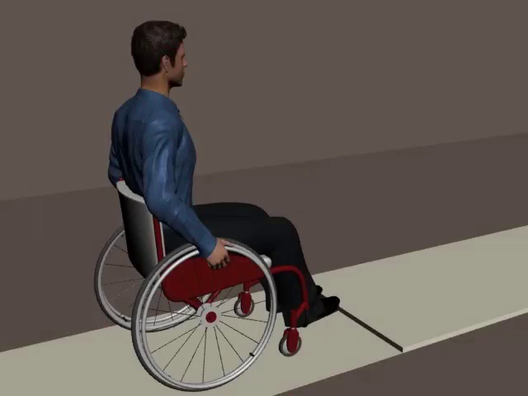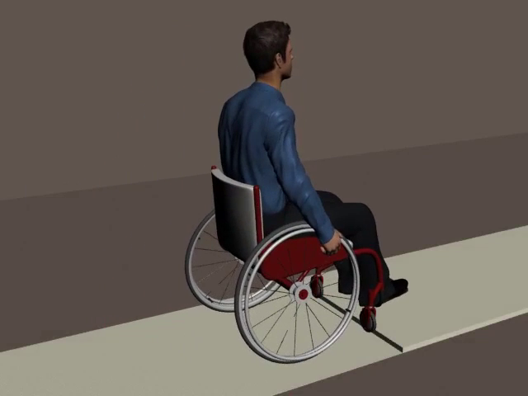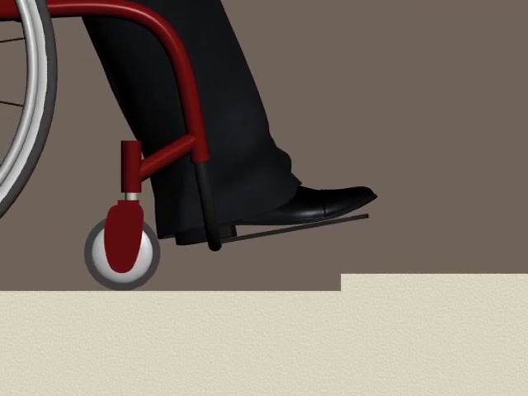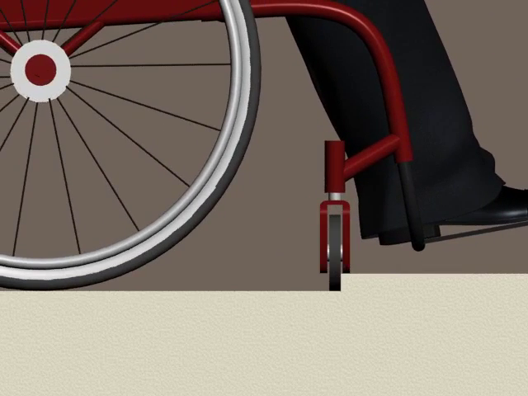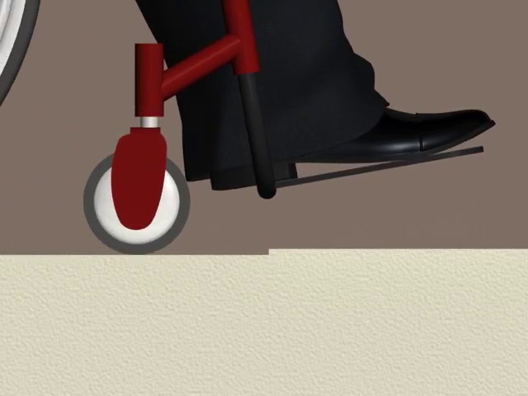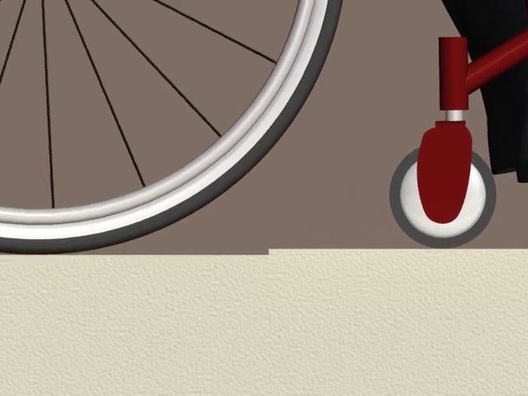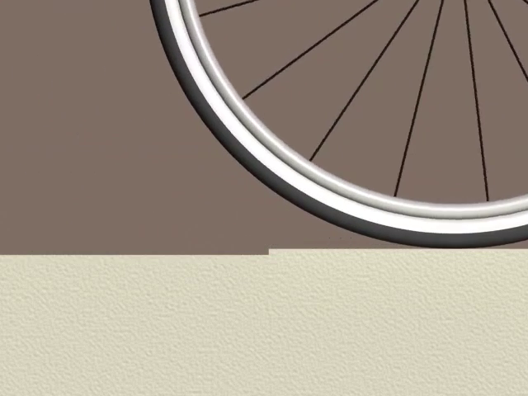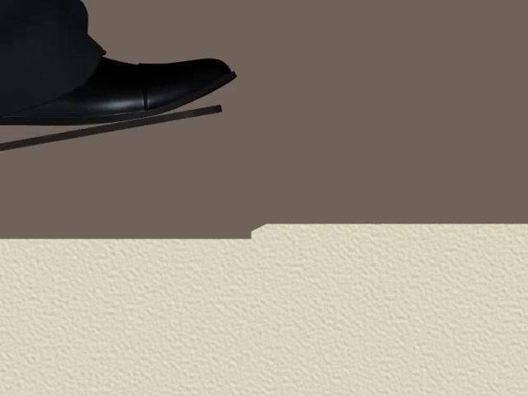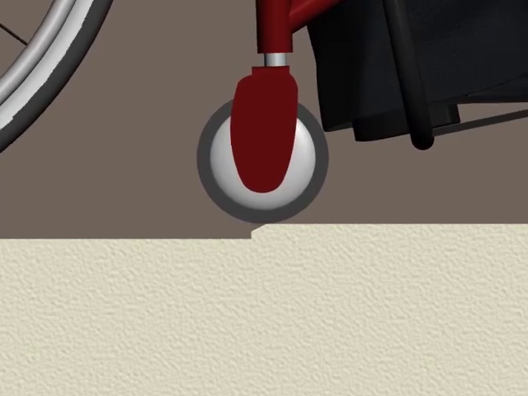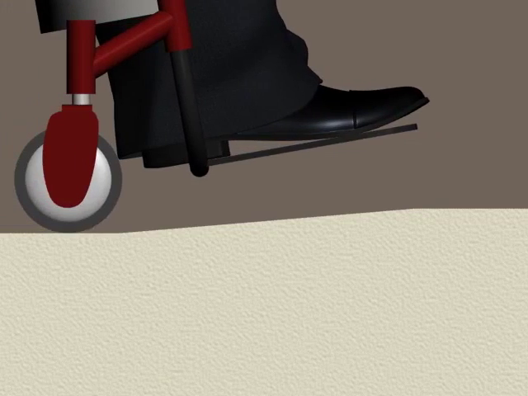Abrupt level changes can be difficult to negotiate and can catch front casters unless properly edged or sloped. Changes in level up to 1/4 inch are permitted without treatment. Level changes up to 1/2 inch must be beveled with a slope no steeper than 1 to 2. Changes in level higher than half an inch must be ramped.